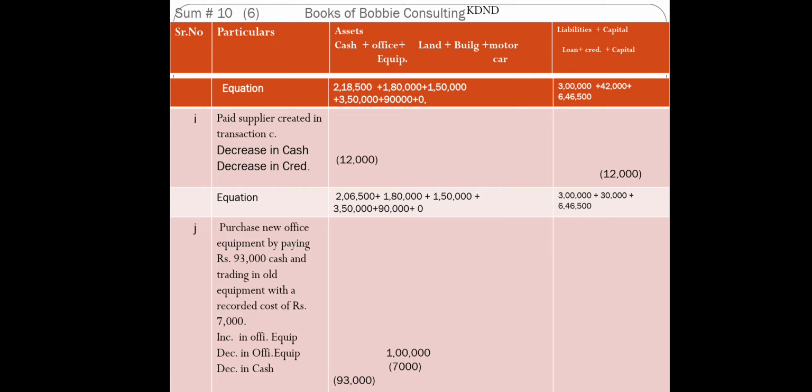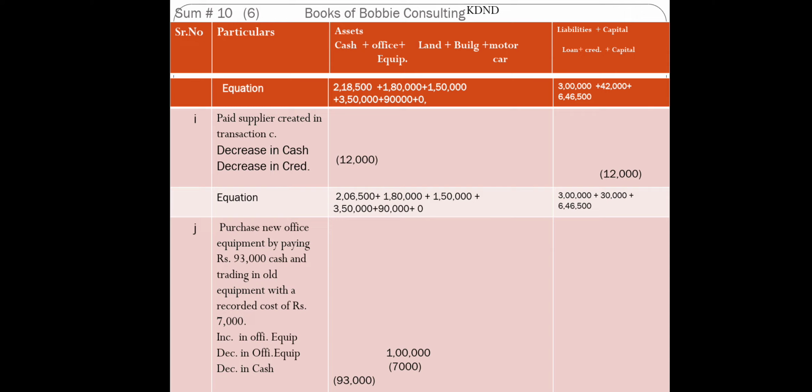Now comes next, purchase new office equipment by paying 93,000 cash, trading in old equipment with recorded cost of rupees 7,000. Now in this case, what is happening? Concentrate over here in this transaction. Purchase new equipment, paying 93,000 cash and trading in the old equipment. Means old equipment we have given of 7,000 and we are paying them 93,000 as cash, and we are taking an asset of 1 lakh. We are taking an asset of 1 lakh.